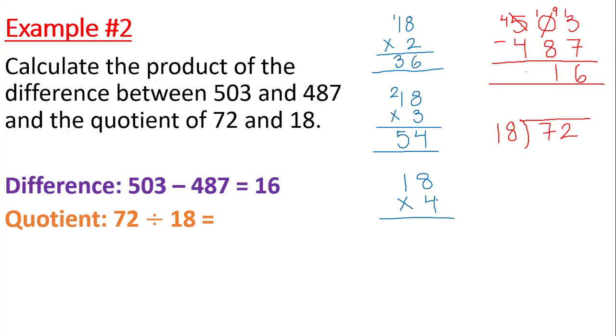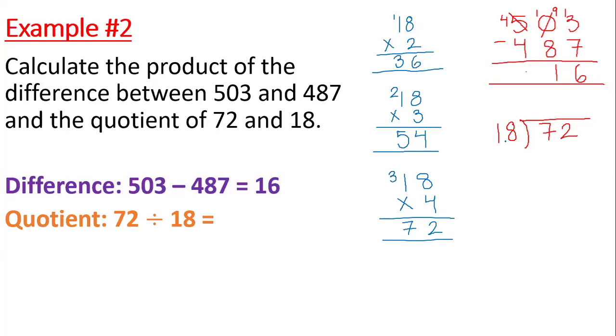But 4 times 8 is what? 32. Put the 2 down, put the 3 up. 4 times 1 is 4. Plus 3, 7. 72. And voila. You see? We found it.